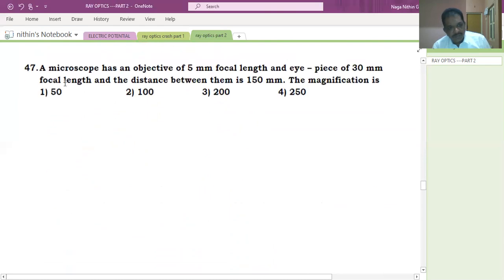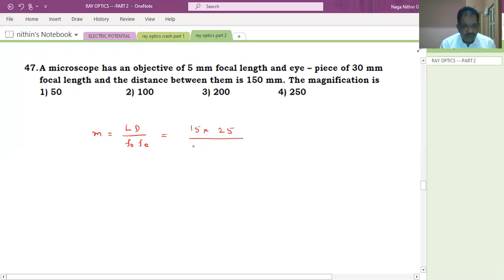Modify it. A microscope has an objective of 5 mm focal length, the focal length of the eyepiece is 30 mm, and the distance between them is 150 mm. Its magnification will be how much? So m is equal to L D by FO FE. Here 150 mm means 15 centimeter. D value is 25 centimeter, constant.